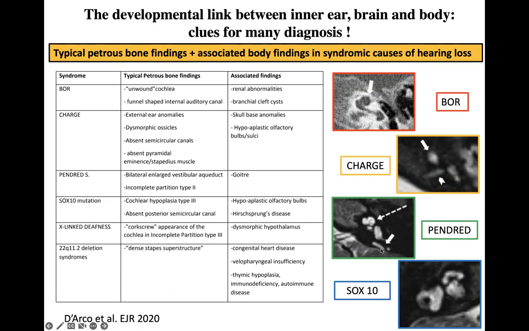Remember, bilateral enlarged vestibular aqueduct and incomplete partition type 2, especially if abnormality of the thyroid is associated, think Pendred syndrome. Absence of the lateral semicircular canal, CHARGE. BOR syndrome, unwound cochlea in most of the cases, always associated with kidney problems, sometimes branchial cleft anomaly, but these are EYA1 mutation. The other mutation is called SIX1. The cochlea is almost normal. And then we have a lot of other associations, but these are just the most important that I wanted to show you. And remember the incomplete partition type 3, which is the X-linked deafness, typical corkscrew appearance, and look at the hypothalamus that can be abnormal.